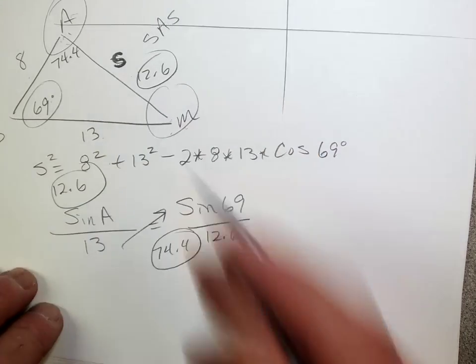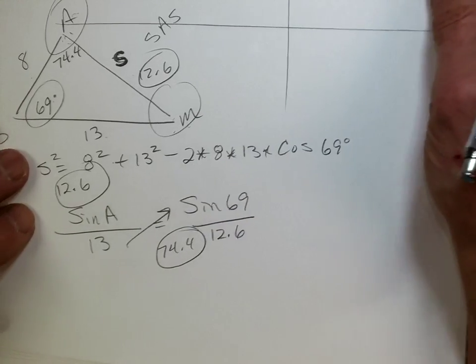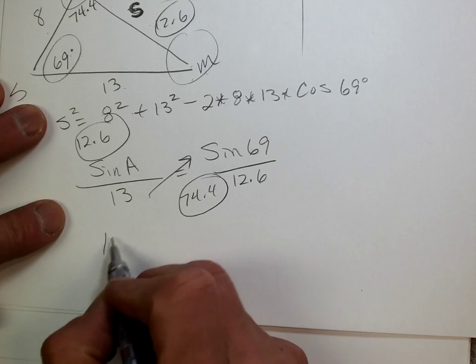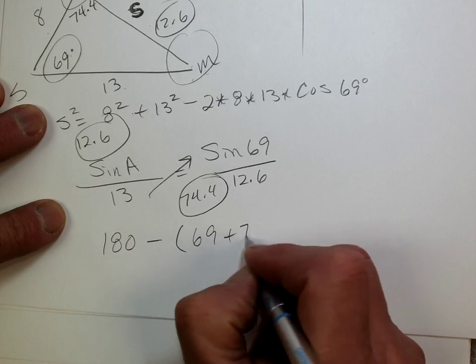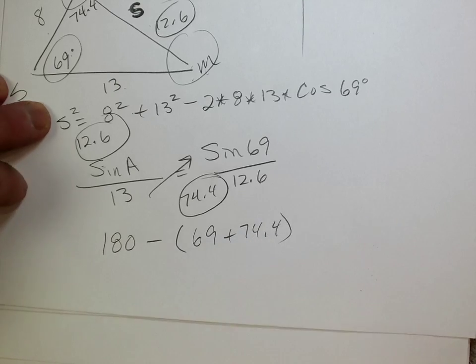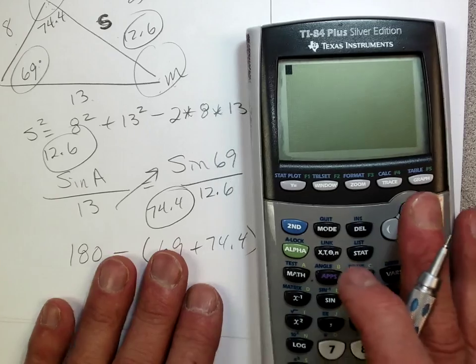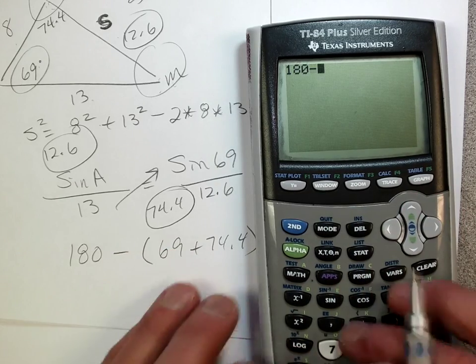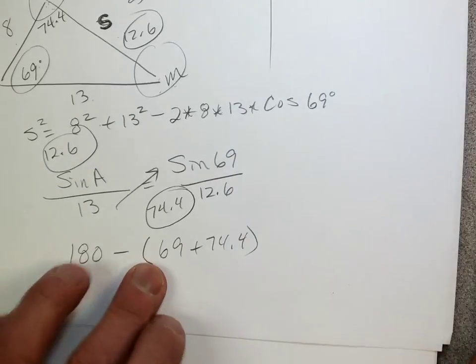Okay, lastly, angle M. Well, that's easy, right? Add them up and subtract from 180, right? It's just a triangle, so to get angle M. Alondra, I think you're going to do great on this. Yeah, plus 74.4. You got the unit circle down, don't you? So I'm just going to go 180 minus 69 plus 74.4, and I get an answer about 36.6, okay?